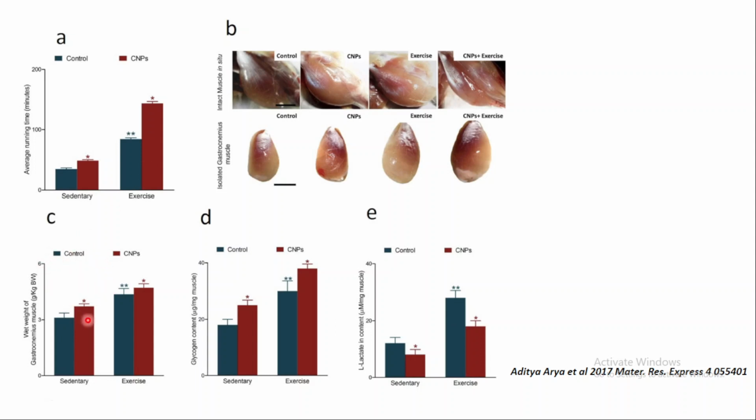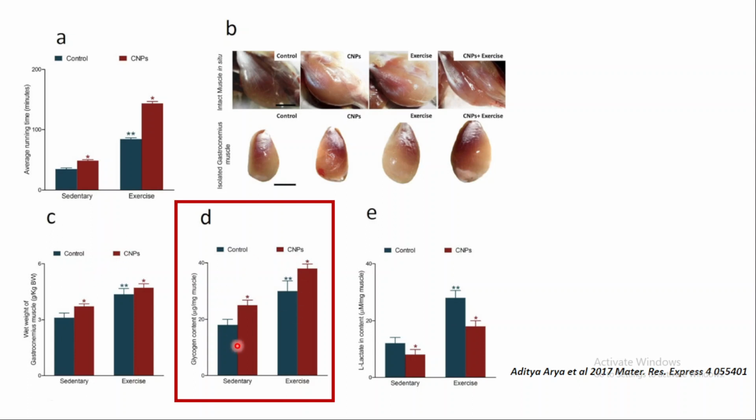Similarly, we have other panels here showing wet weight of the muscle mass, which shows that ceria nanoparticle treated muscle mass is more than control mice muscle mass. And this is the panel of interest to us, which also shows that there is an increase in glycogen concentration in ceria nanoparticle treated muscle of the mice when the mice are exercising. So there is an increase in glycogen content, and this here shows the levels of lactate content.